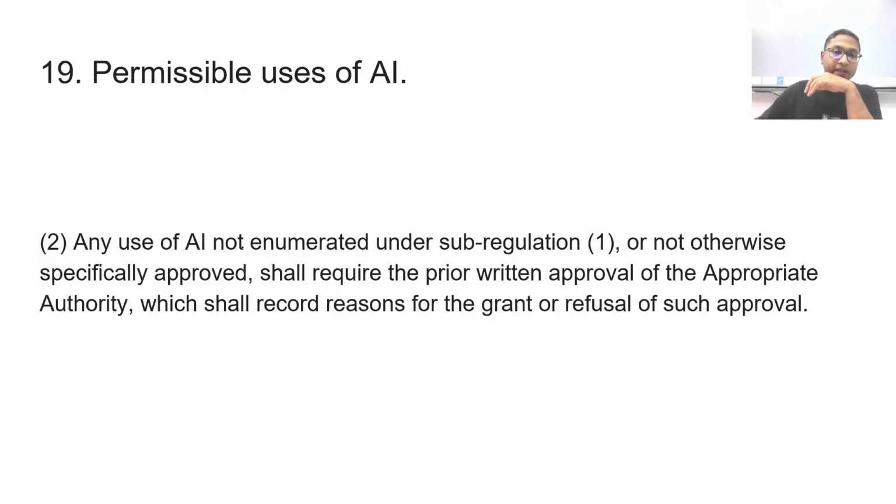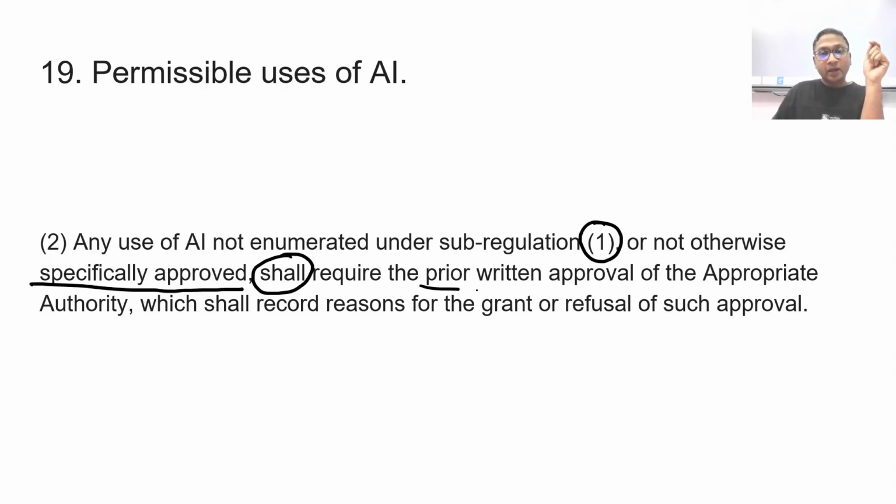Now, any use of AI not enumerated under the previous clause, or not otherwise specifically approved, shall require the prior written approval of the appropriate authority, which shall record reasons for the grant or refusal of such approval. So other things that are not mentioned here are possible, but it has to be through approval, the prior written approval of the appropriate authority. So with this, we are done with the permissible uses of AI, and I'll see you in the next video.